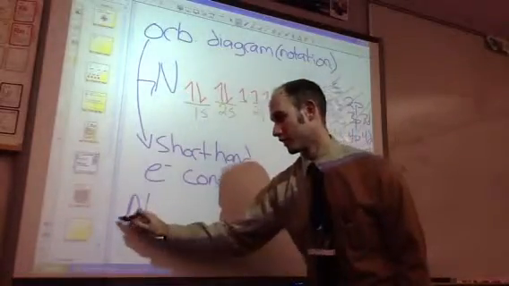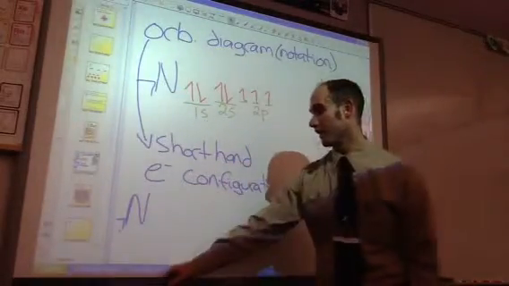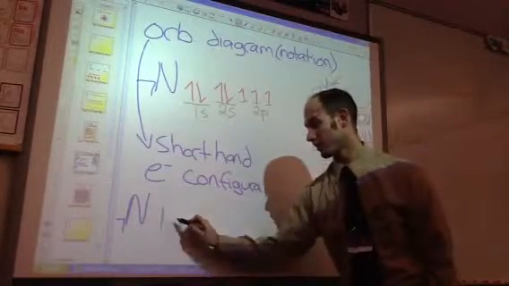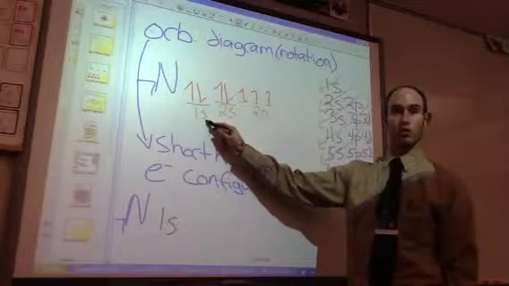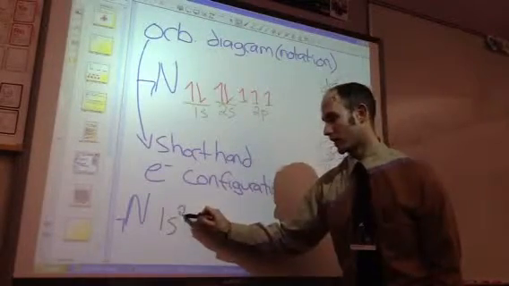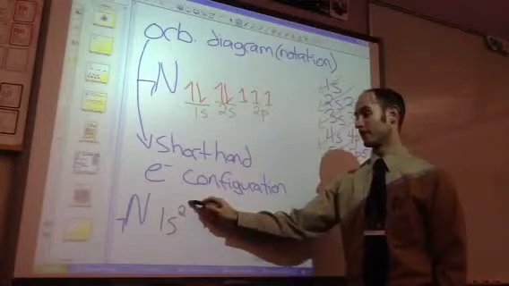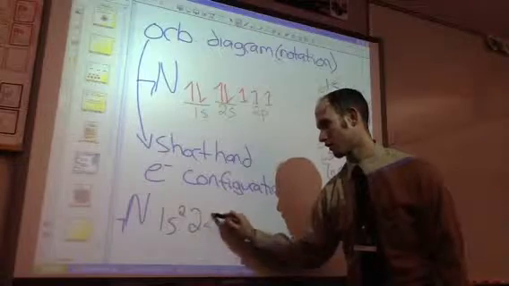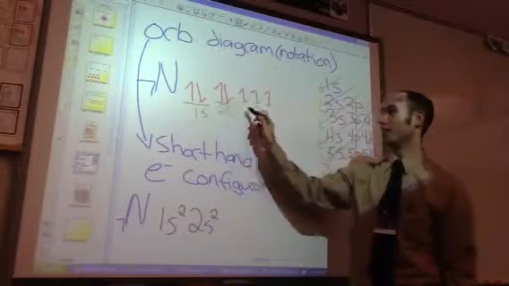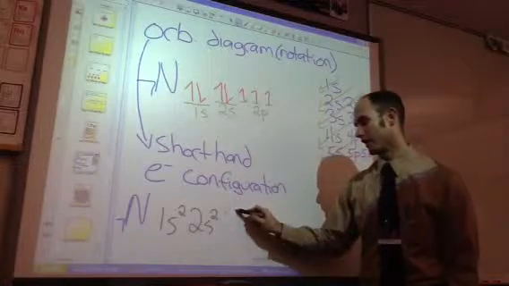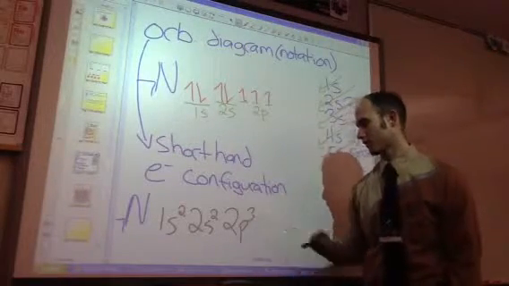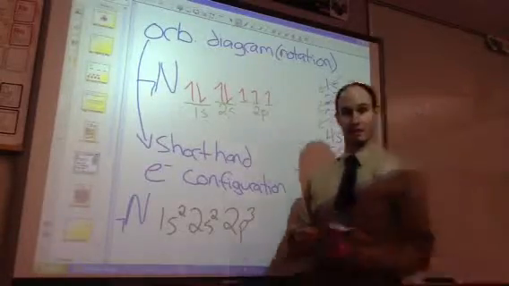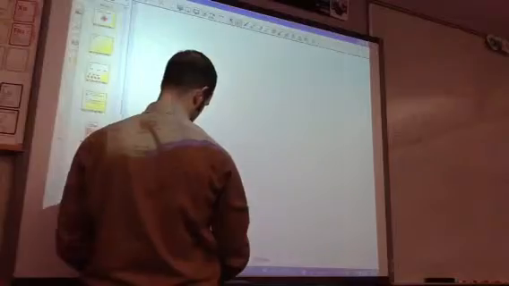For nitrogen, which is number 7, I'm going to write the electron configuration. It's 1s. How many electrons are in the 1s orbital? 2, represented as an exponent: 1s2. 2s2. Then 2p3. Does that make sense?